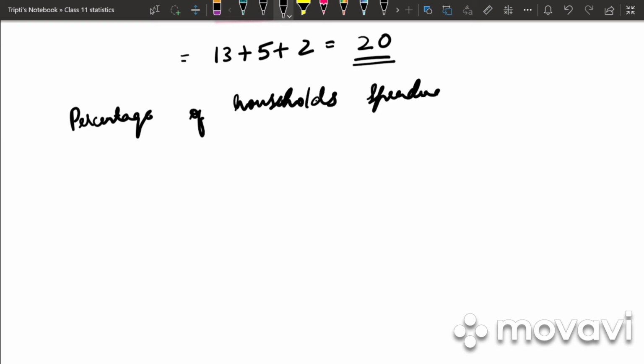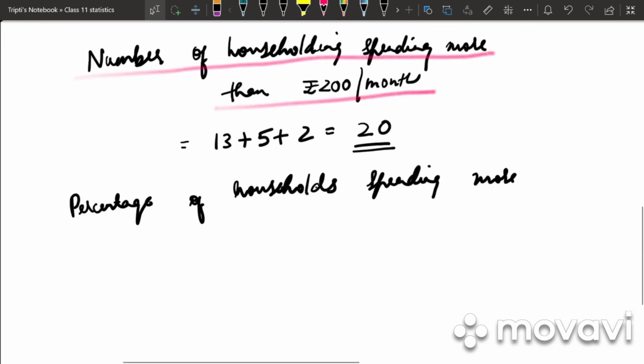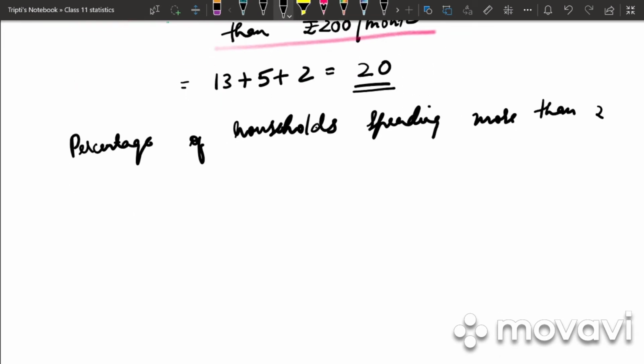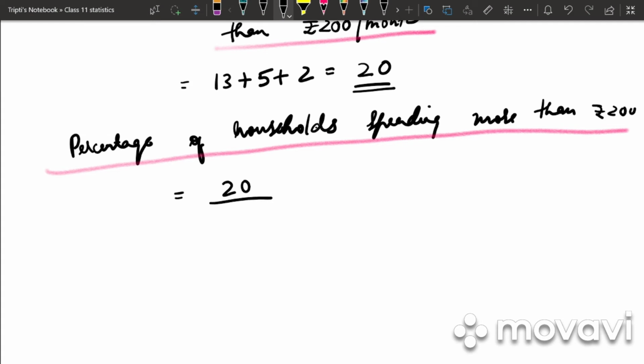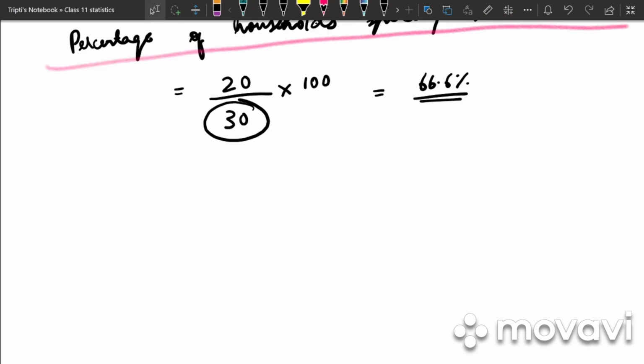Next we need to find out the percentage of households spending more than rupees 200. So how many people do we have? 20. Out of how many? 30 into 100. So it is 66.6%. So why am I dividing it by 30? Because in total we have 30 households. So to find out the percentage, the number of households more than 200 divided by the total number of households into 100. Clear?